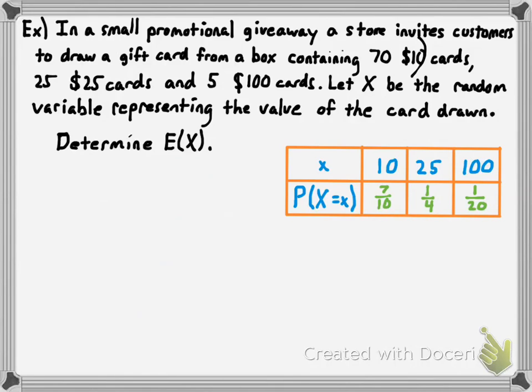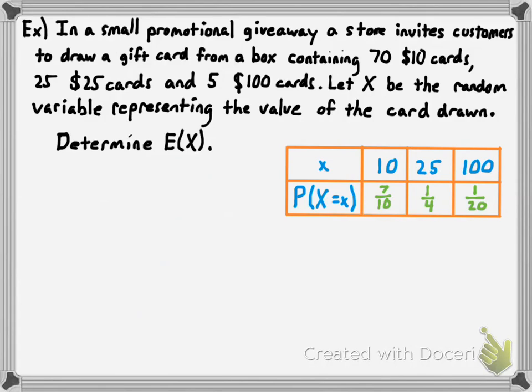Now, I've gone ahead in the probability distribution and written the probabilities of getting each value gift card. We had three outcomes, a $10, $25, and a $100 gift card, and 70 out of 100, or 7/10, were $10 gift cards. 25 of them, or 1/4, were $25 cards, and 1/20, 5 of them out of 100, were $100 gift cards.